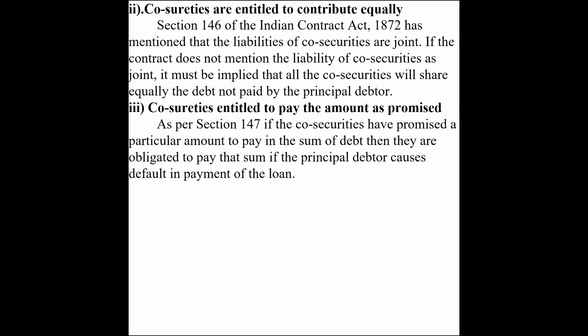They have stood as surety, they have given assurance for the principal debtor, and these co-sureties are paying the amount instead of the principal debtor. All this may take place as per Section 147. So that's all the rights.